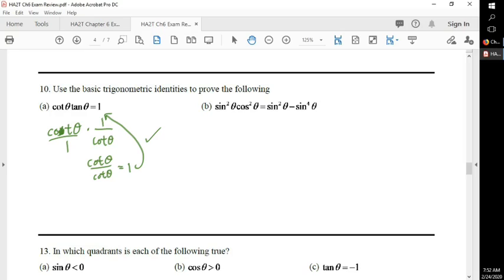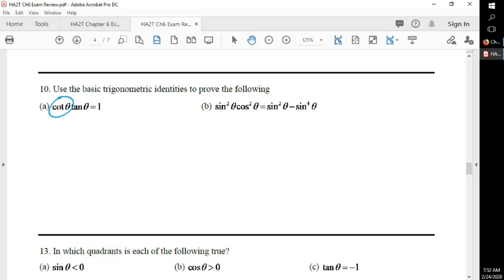Check. What's another way to do it? The other way: tangent equals 1 over cot. Wait, isn't that what I just did? Then cot equals 1 over tangent. So I could say cotangent is 1 over tangent times tangent, and I get the same result, right?